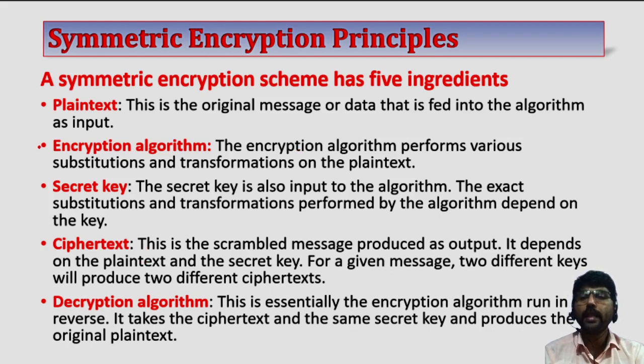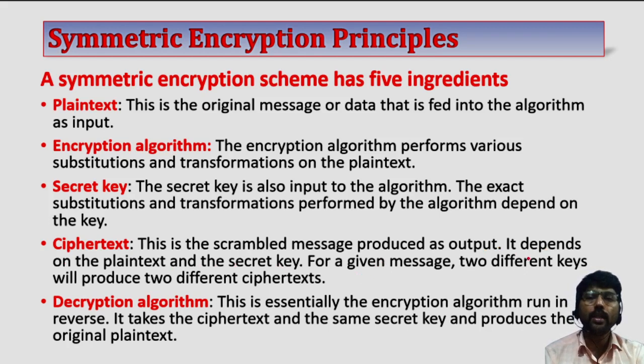The plain text is actually converted into ciphertext. This is the scrambled message. Okay, with the help of the algorithm and a secret key, whenever you provide this plain text as an input, it will convert into ciphertext. This is the scrambled message produced as the output. It depends on the plain text and the secret key.